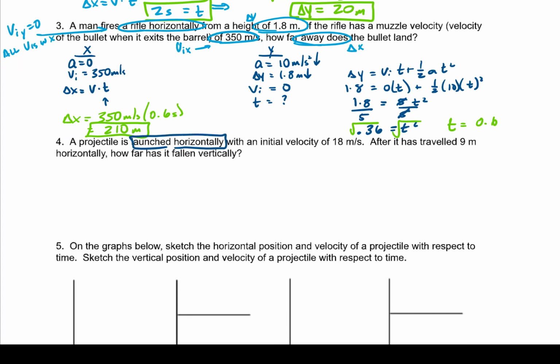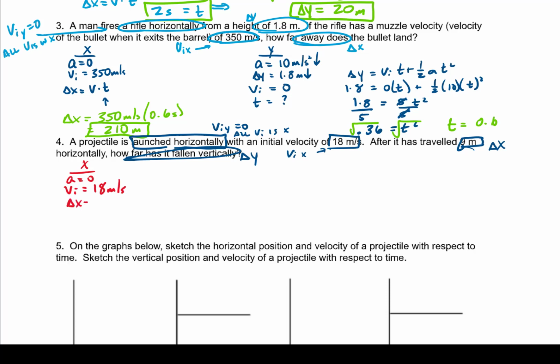Projectile is launched horizontally. Guess what? That means the initial velocity in the y direction is 0, and all the initial velocity is in the x. With an initial velocity of 18 meters per second, that is all x velocity, just like we said. After it has traveled 9 meters horizontally, so that's my delta x, how far has it fallen vertically? Delta y. If it's asking for delta y, I know I'm going to need the time in the x direction first. So in the x direction, as always, the acceleration is equal to 0. The initial velocity in the x direction is 18 meters per second, and my delta x is 9 meters. I know that delta x is velocity times time, so 9 is equal to 18t. Divide both sides by 18, and the time comes out to be 1/2 a second, because our 18's cross out here.